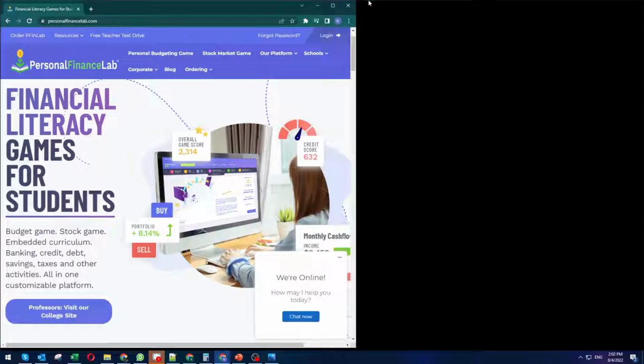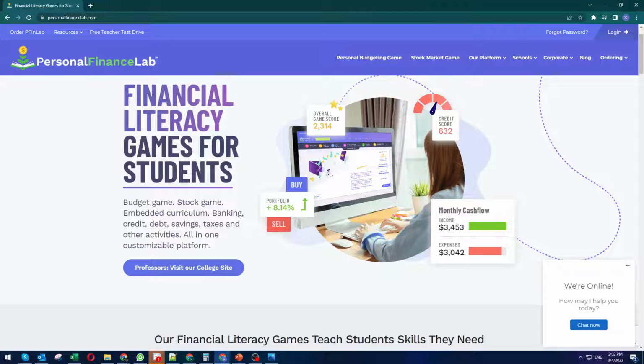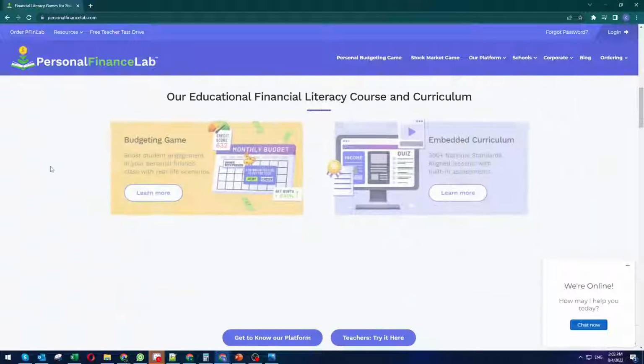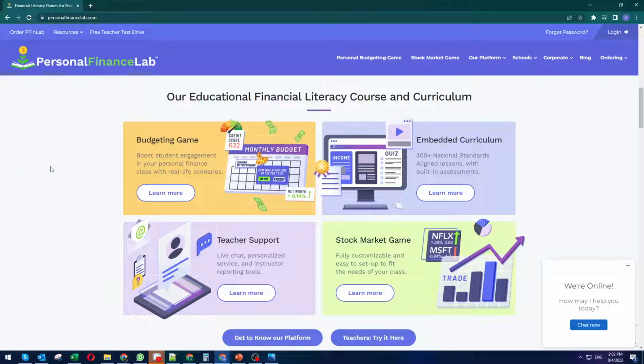So I'm going to start with what Personal Finance Lab is. Personal Finance Lab, if you have not heard of it or used it before, is an online digital platform for teaching financial literacy. It consists mainly of our personal stock game, budget game, curriculum, and our teachers' support tools. All of this works together to bring financial literacy concepts to life in a completely gamified platform with badges, certificates, and all kinds of stuff to encourage students to actually get ahead rather than just get through the material.